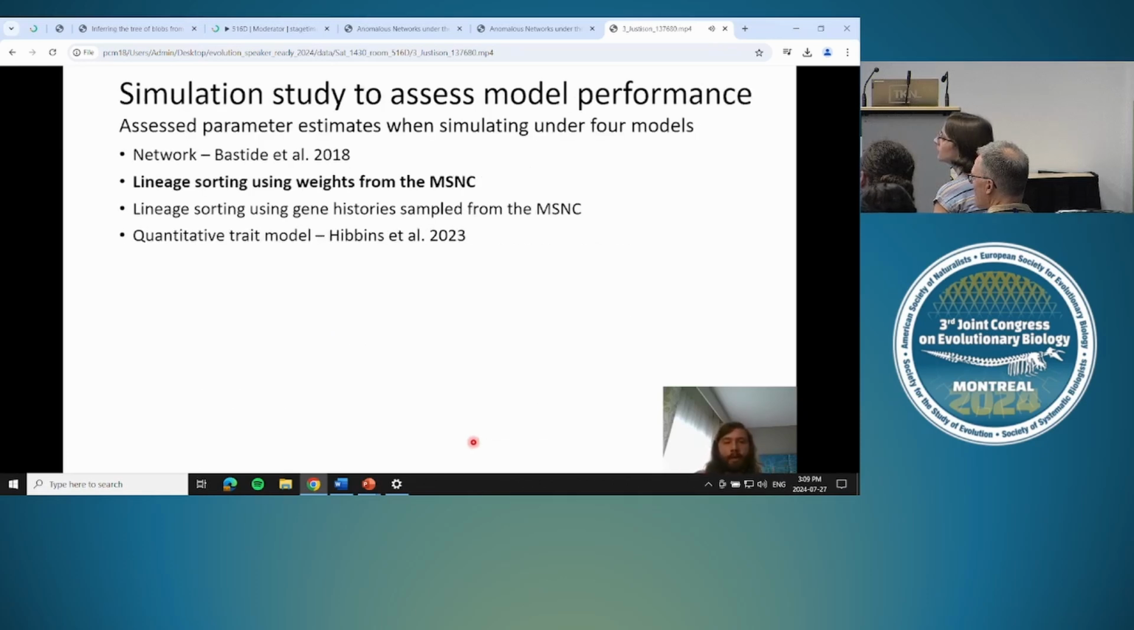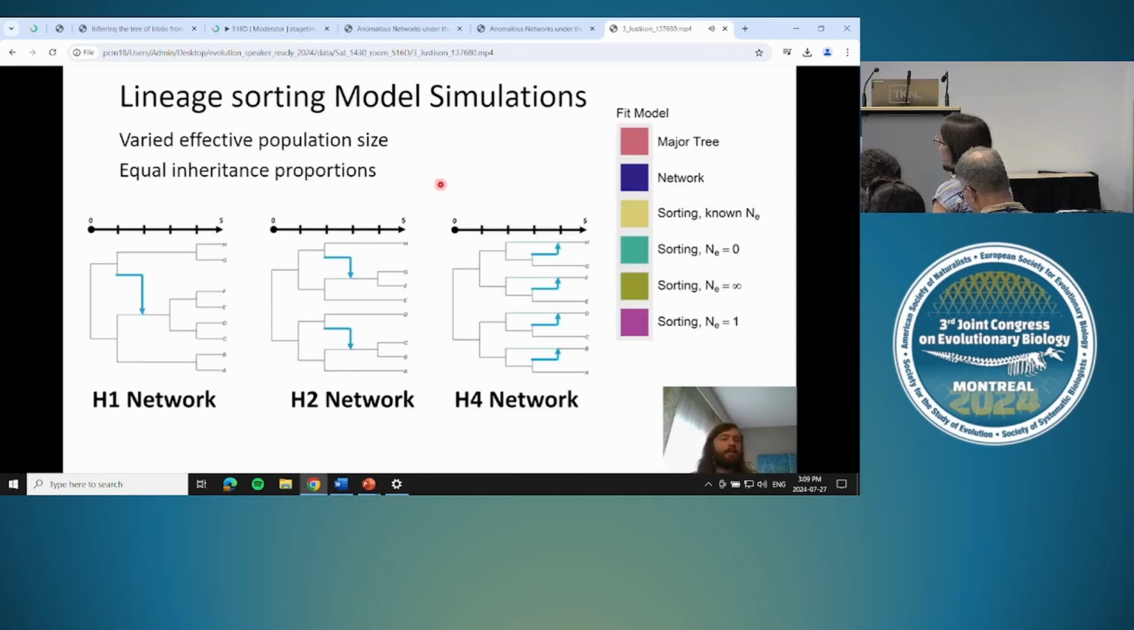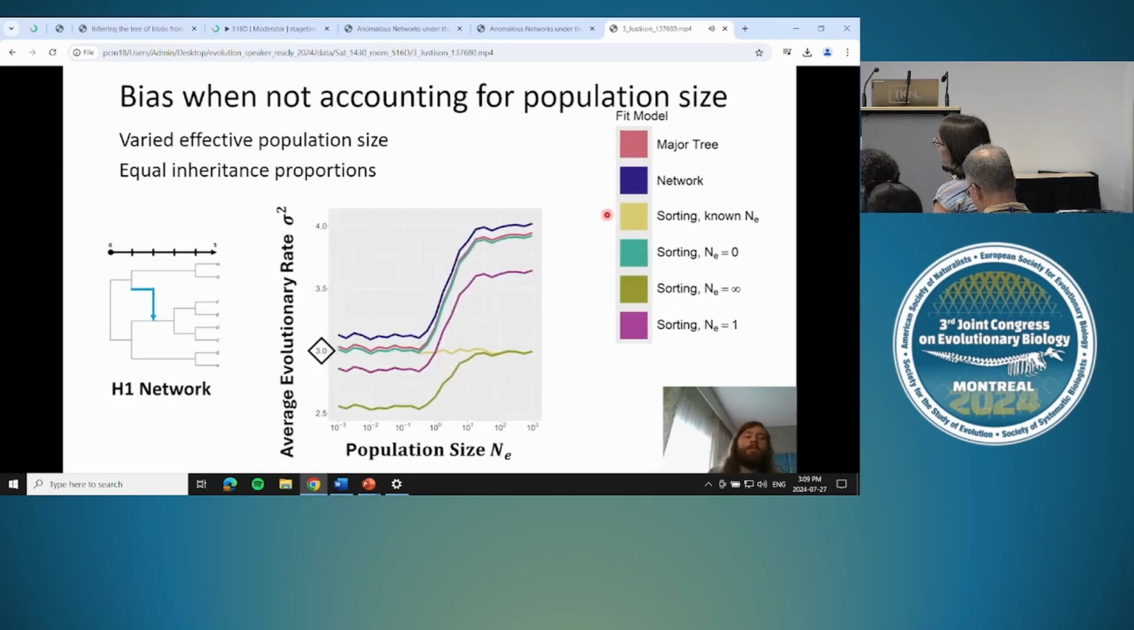And then, moving on to our simulation model where we simulated using our lineage sorting model, using weights from the multi-species network coalescent. Here, we kept the inheritance proportions the same, but we varied the effective population size. And then we fit all of the same models. However, in this case, our true model is using the actual effective population size. And so what we can note is that there are biases whenever we don't account for effective population size.